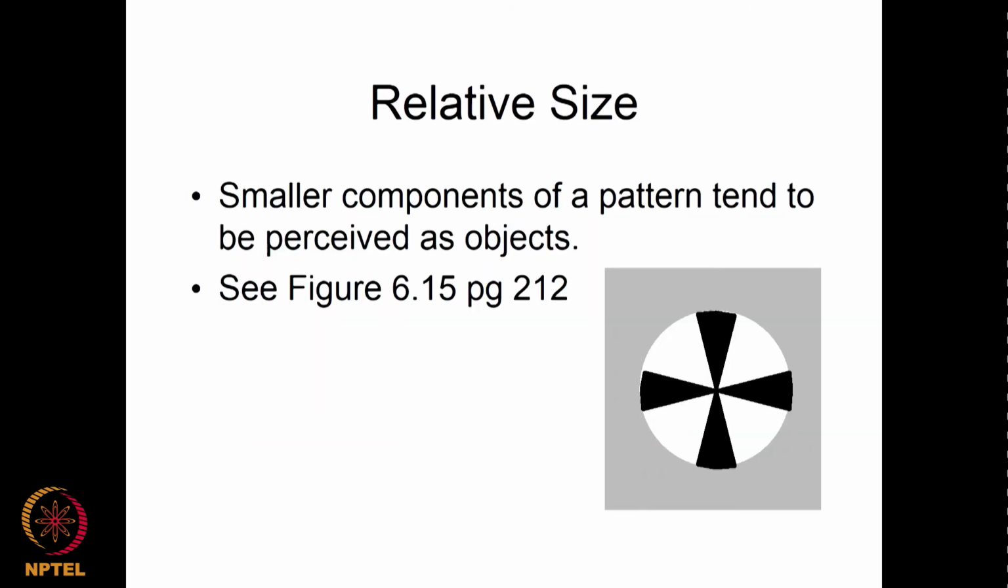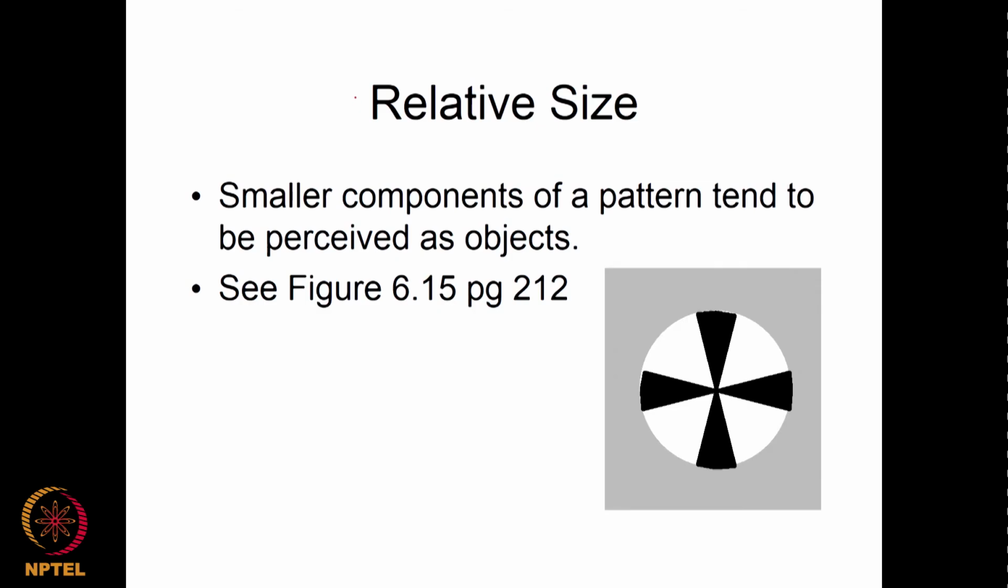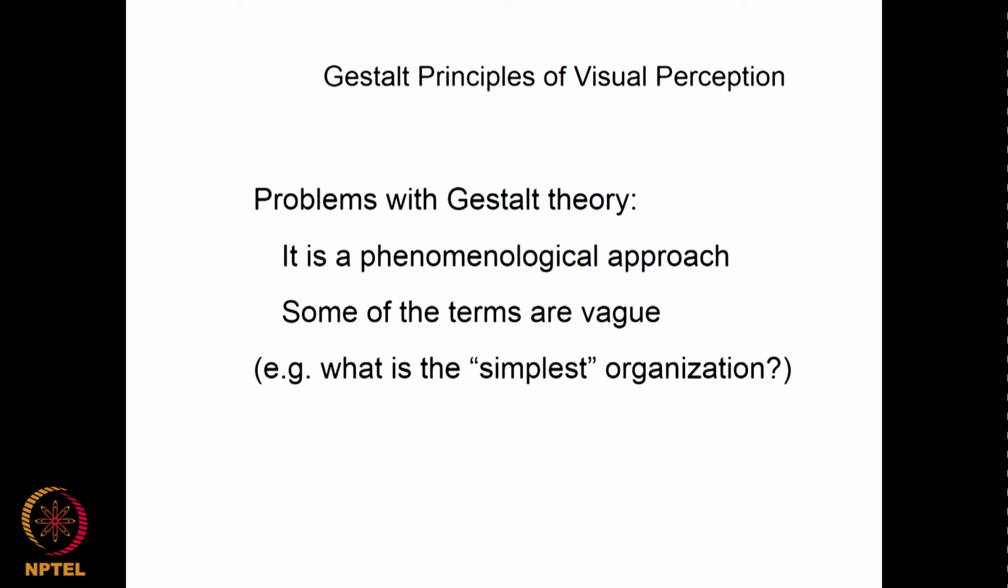So, is it another principle or just an observation? This is another principle we can say, yes. This is one of the modern principles of the Gestalts. So, classically only 7 principles. Classicals are 6 or 7, yes. And then relative size also is one of the principles. Again, it can be a derivative or modern principle. Smaller components of the pattern tend to be perceived as objects. For example, here the black one is perceived as the object. Okay.